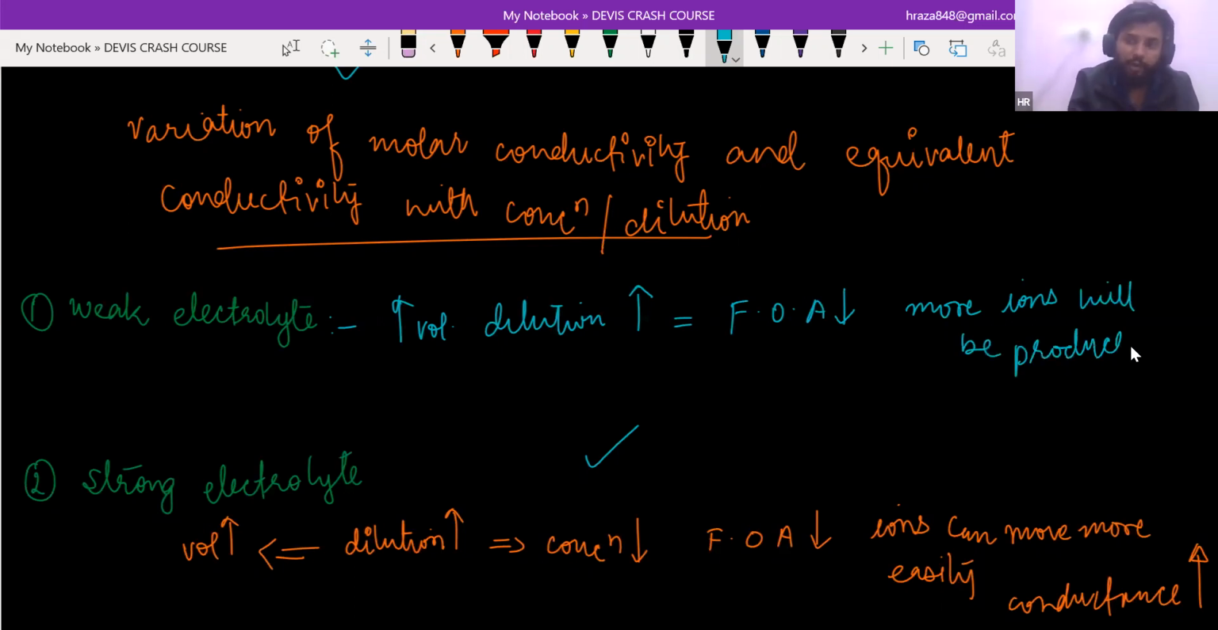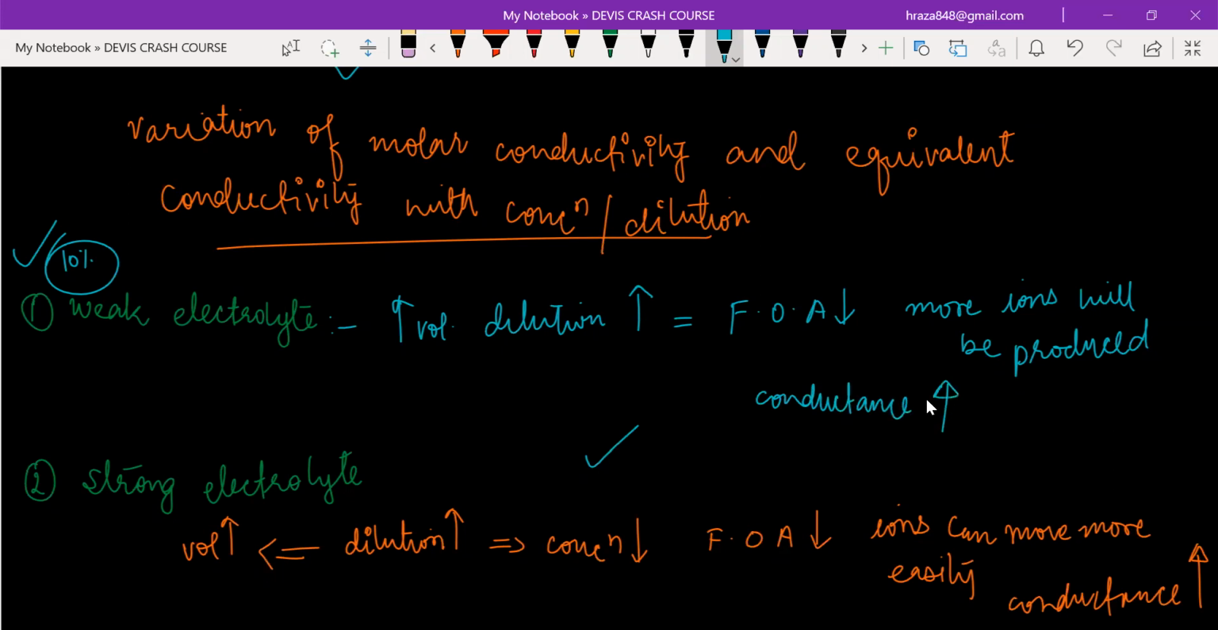How is this possible? As you can see, in a strong electrolyte, it is already 100% dissociated. There cannot be more ions coming from that electrolyte. But in a weak electrolyte, just suppose it is 10% dissociated initially. If you do infinite dilution, the force of attraction becomes weaker and weaker, and then some new ions will be produced. That's why conductance increases.